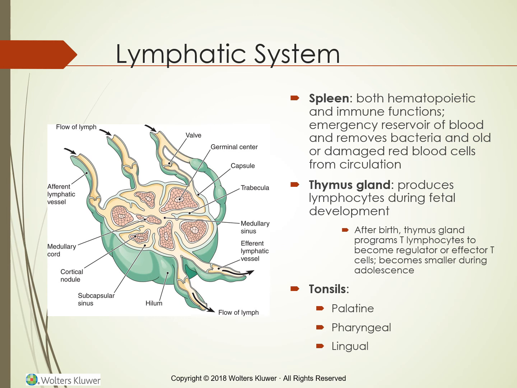Spleen. Both hematopoietic and immune functions are carried out in the spleen. It also holds an emergency reservoir of blood and removes bacteria and old or damaged red blood cells from circulation. The thymus gland produces lymphocytes during fetal development. After birth, thymus gland programs T lymphocytes to become regulator or effector T cells and becomes smaller during adolescence. Tonsils include the palatine, pharyngeal, and lingual tonsil.